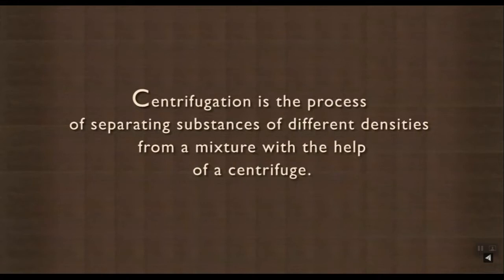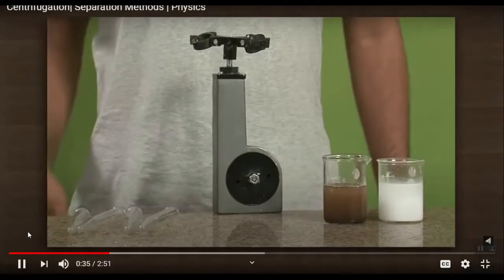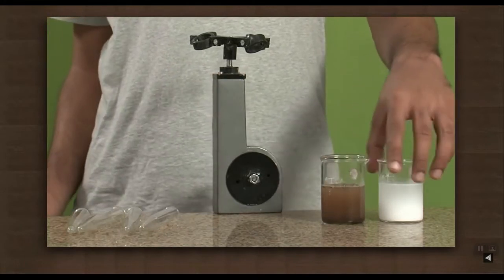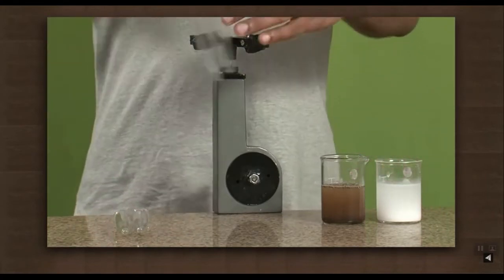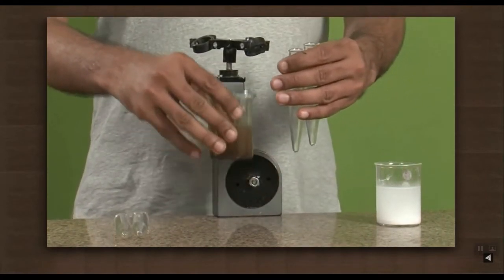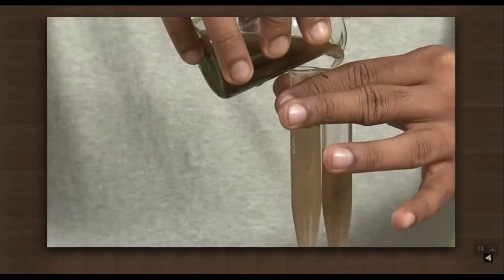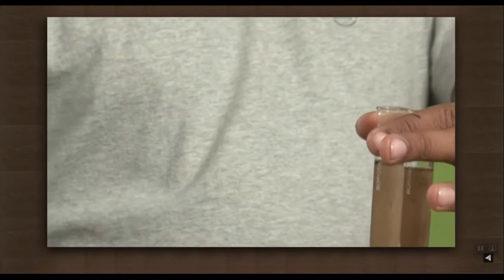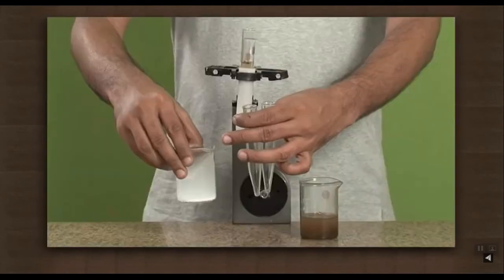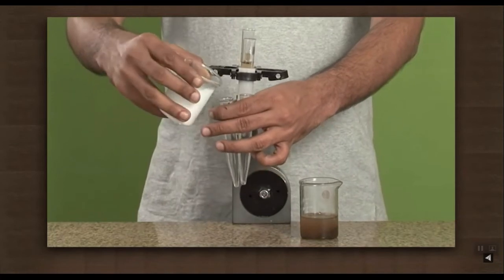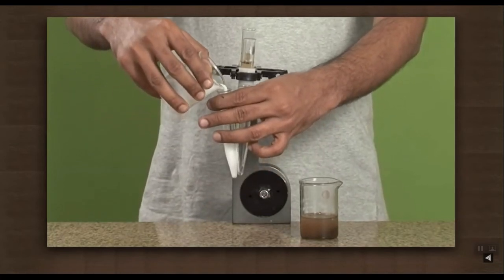Centrifugation is the process of separating substances of different densities from a mixture with the help of a centrifuge. Let us conduct an experiment to see centrifugation. For this we need a handy centrifuge machine, muddy water, mixture of calcium carbonate in water, 4 centrifuge test tubes. Take the sample of muddy water and place the test tubes in the centrifuge machine. Now take the calcium hydroxide mixture in the test tubes and also place them in the centrifuge machine.